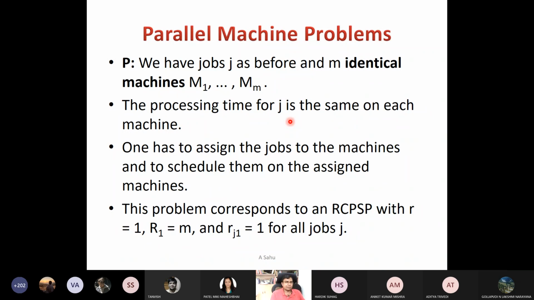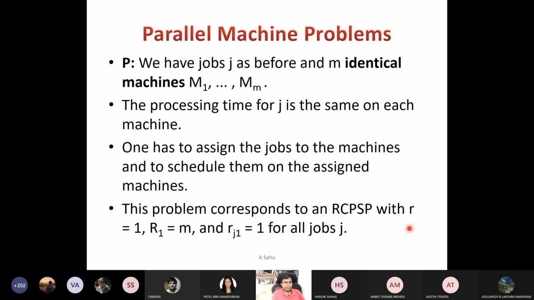We can say homogeneous or identical, that is, the processing time for j is the same on each machine. One has to assign jobs to the machines and schedule them on the assigned machines. This problem corresponds to a specialized version of RCPSP with R equal to 1, R1 equal to M. So how many types of resources? R is equal to 1, R1 is equal to M, and RJ1 is equal to 1 for all the jobs.